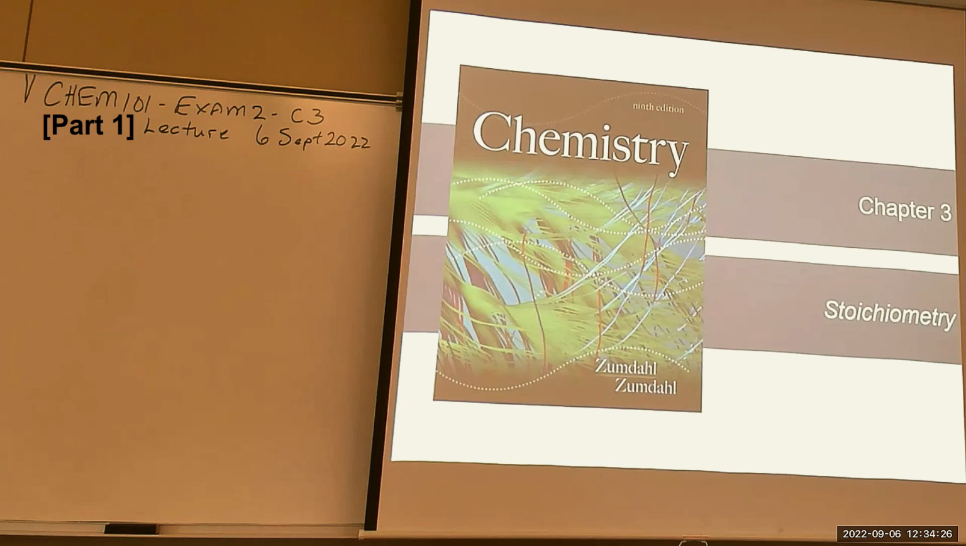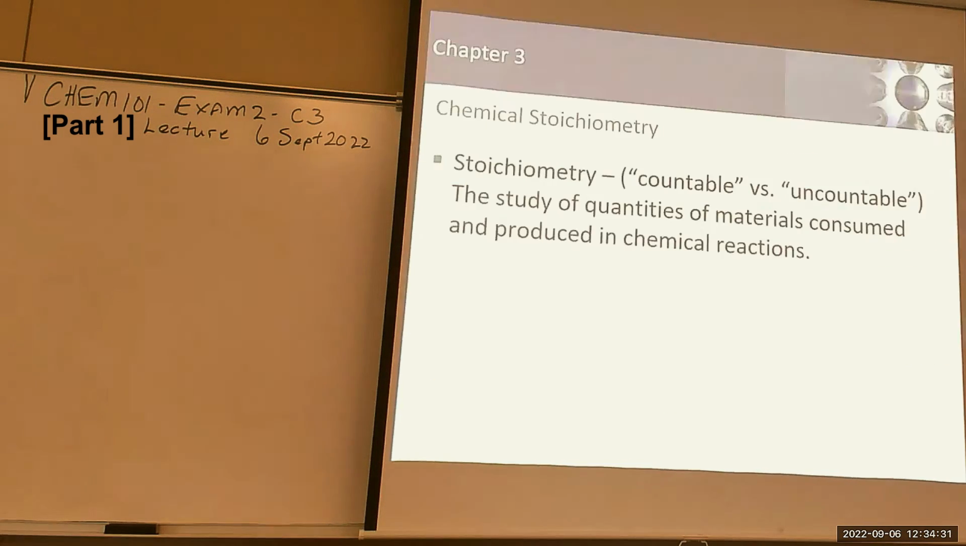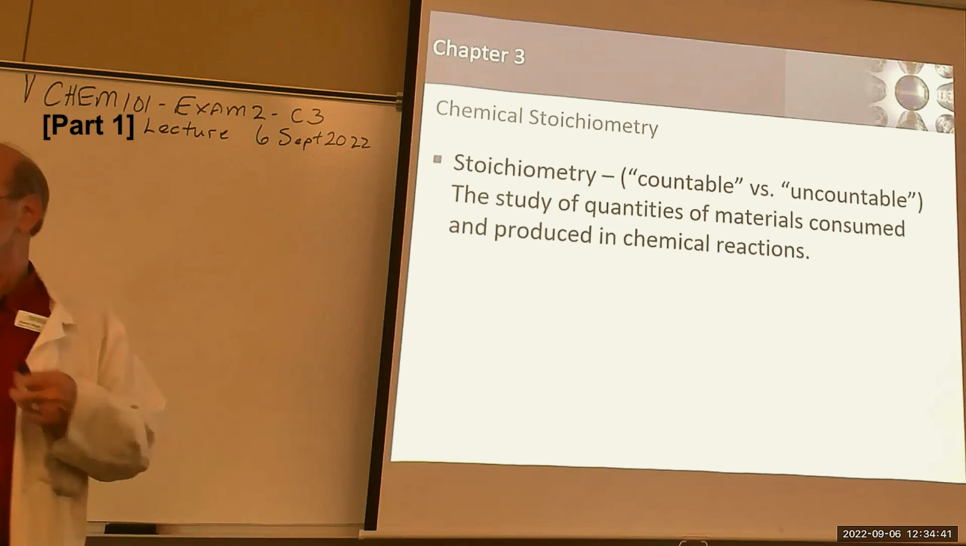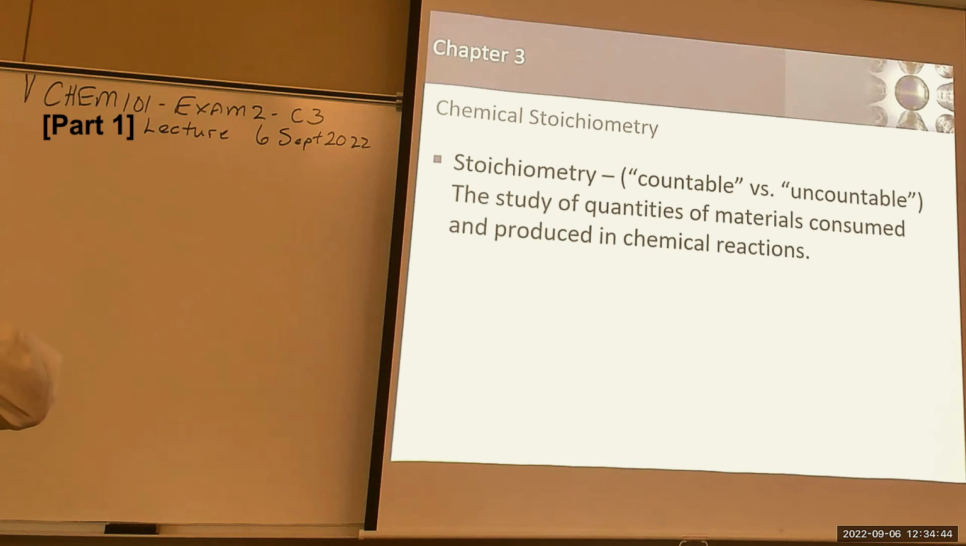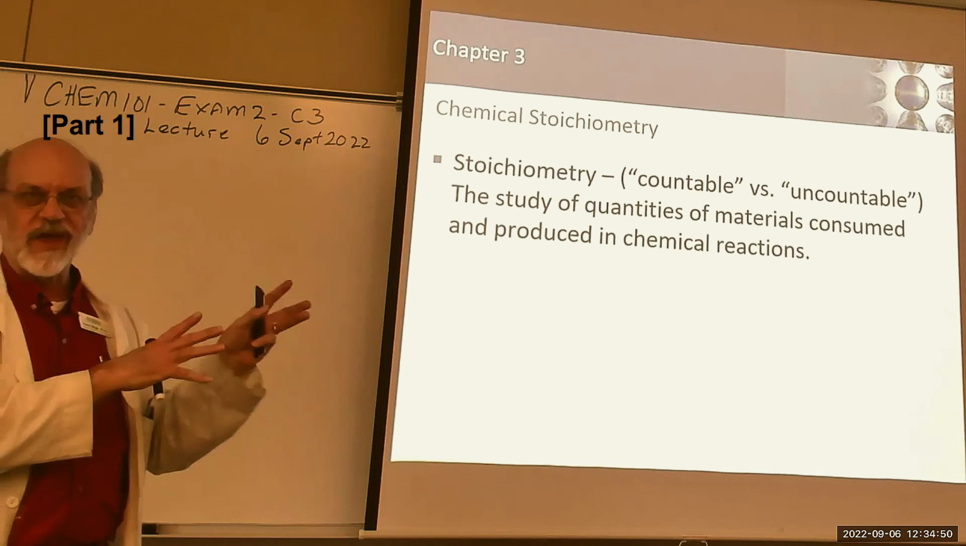Stoichiometry. What do we mean by stoichiometry? Stoichiometry comes from the root word, it's probably Greek, which means to count things. And what that implies is that during the reaction, we want to keep track of what comes in and what goes out.